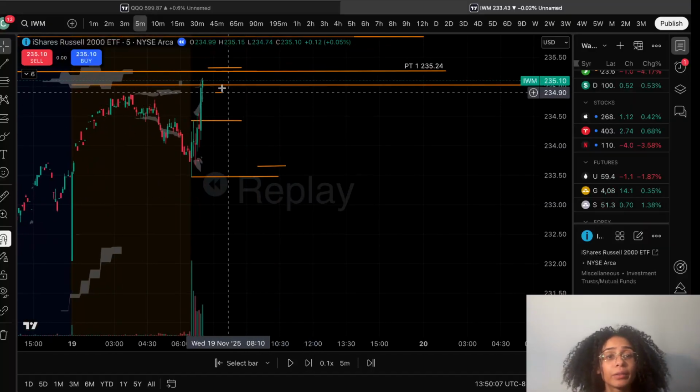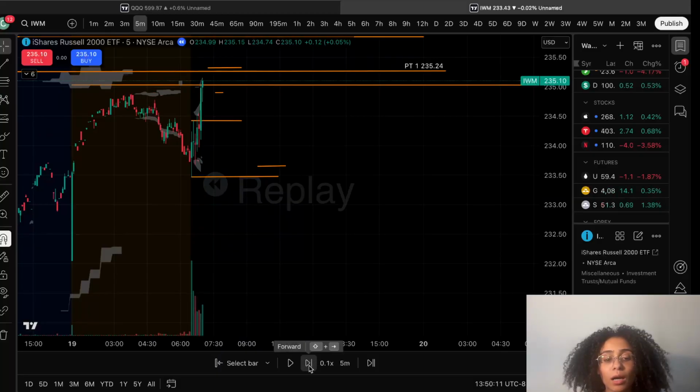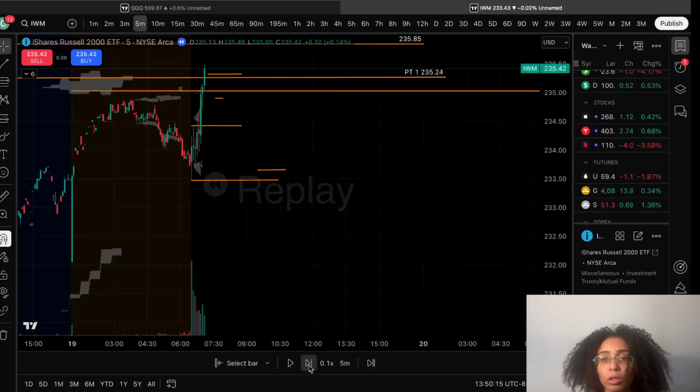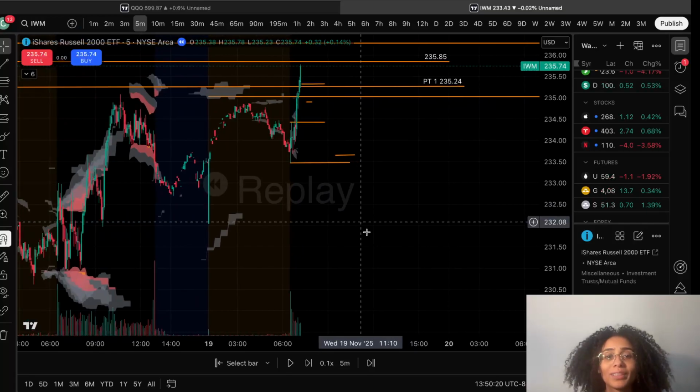Entry was right here, okay? We had a close above our entry, so that's nice. We pushed again, never went below. Strong push. PT1 hit. Let's see, we push again. We're almost to PT2.